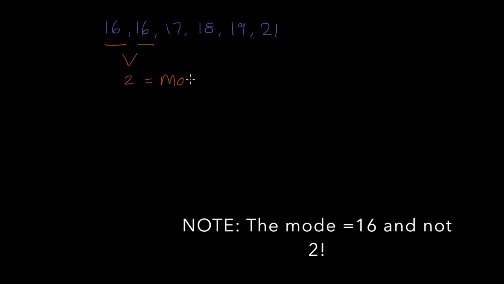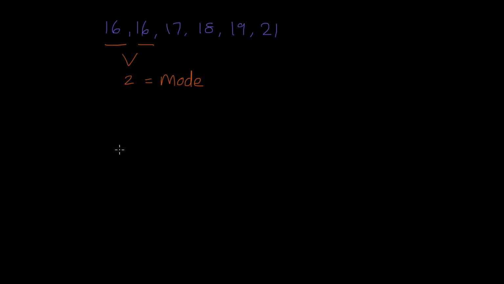Now let's move on to the mode. The mode is the most frequently occurring value in the data set. Okay, so if I have, let's say, 16, 16, 17, 18, 19, and 21. The mode here is 16 because this is the value that occurs the most. This occurs twice, while all the other values occur just once. So the mode here would be 16, right? So the mode is the most frequently occurring value in the data set.